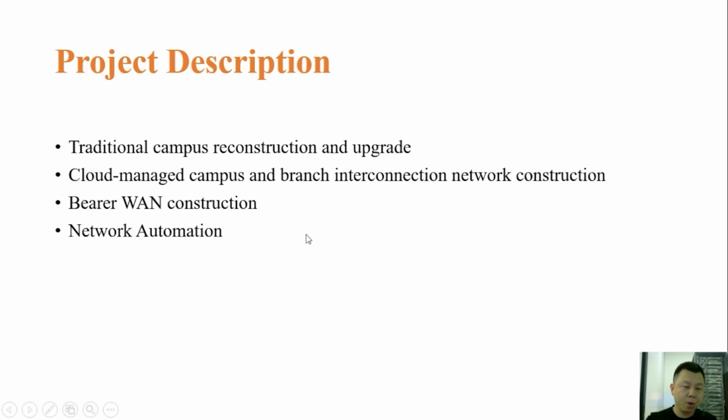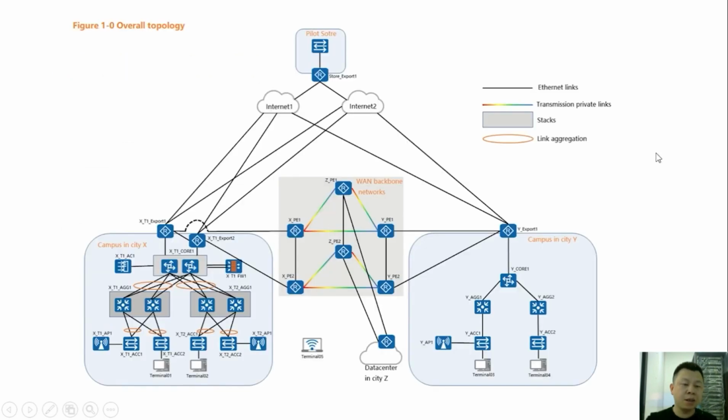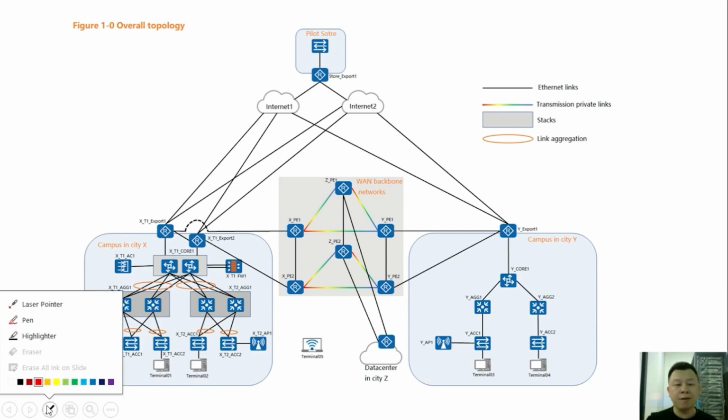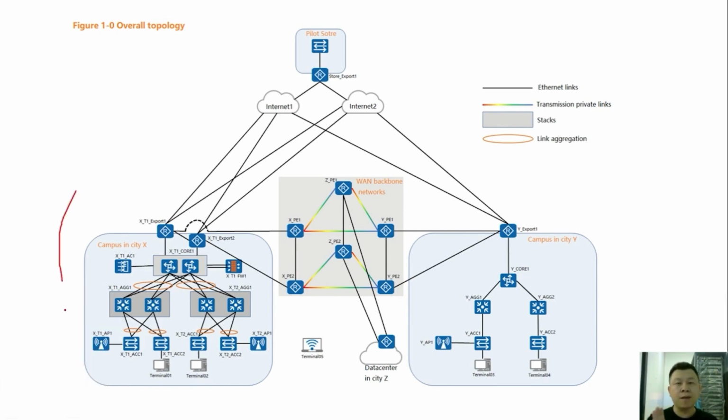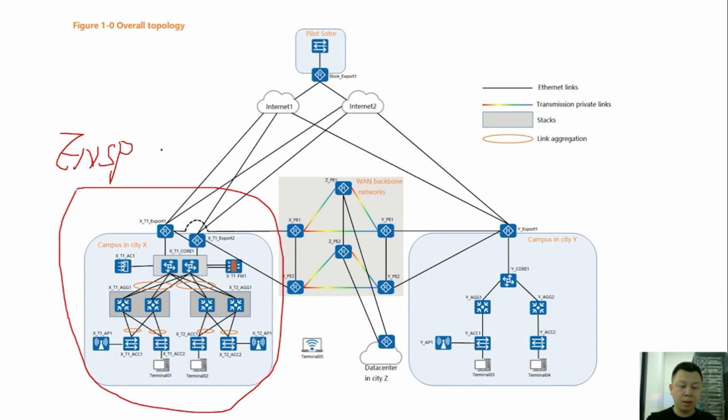Now let's look at the overall exam topology. The first module is the campus in City X. In this part, we can achieve, just using our ENSP, 90% of the exam outcome. For example, like OSPF, NAT, firewall policies, link aggregation, AP online, etc. All of these can be implemented.